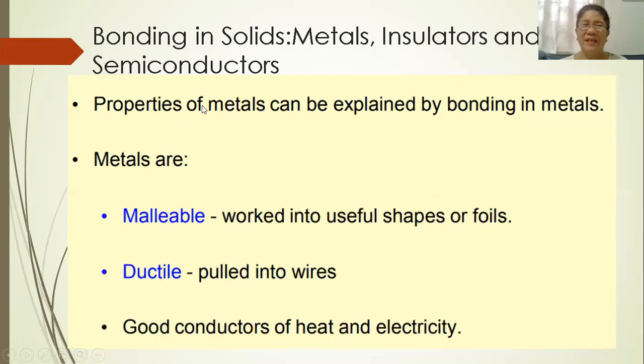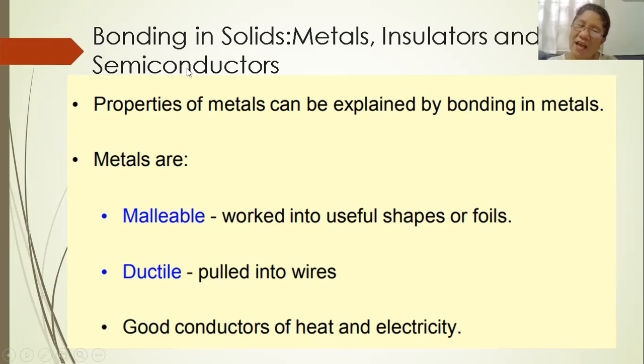Okay? So let us look into metals, insulators, and semiconductors. Let us define these by means of their properties. First is the bonding of metals. For metals, what are its properties? This is very common when you are still in senior high or junior high. You already know the properties or characteristics of a metal. Metal is shiny. Metal is ductile. Metal is malleable.